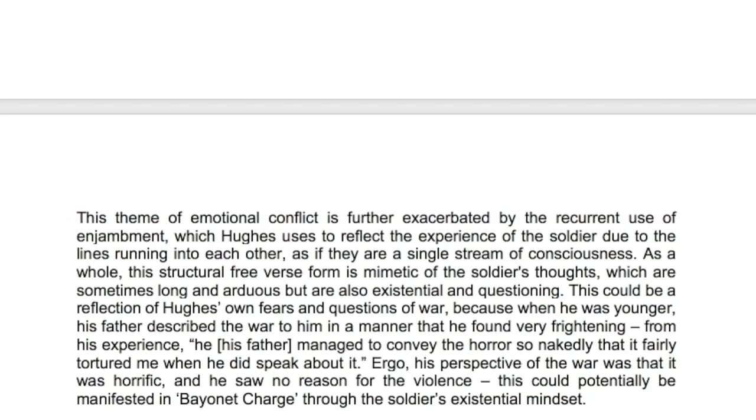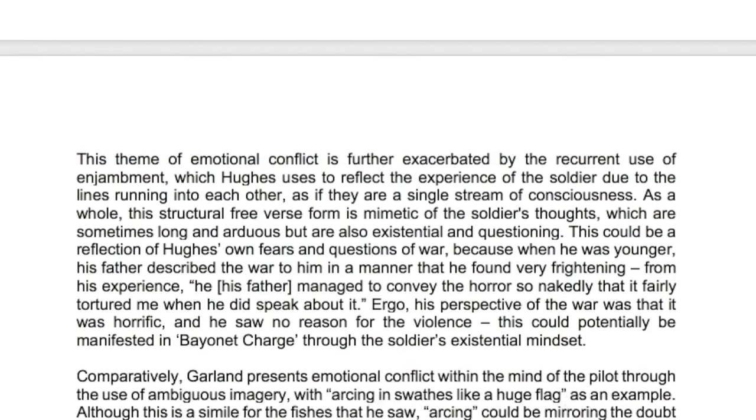This could be a reflection of Hughes' own fears and questions of war, because when he was younger, his father described the war to him in a manner that he found very frightening from his experience. Ergo, his perspective of the war was that it was horrific, and he saw no reason for the violence. This could potentially be manifested in Bayonet Charge through the soldier's existential mindset.